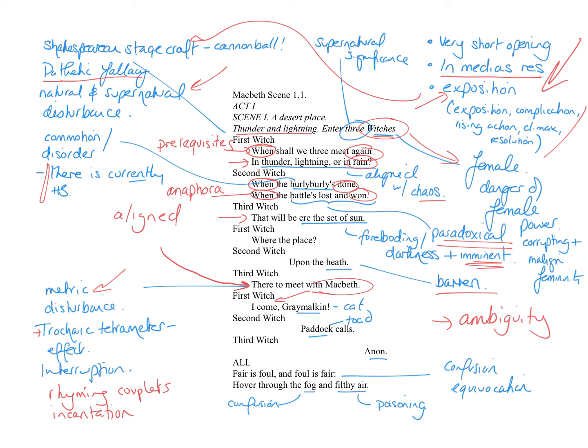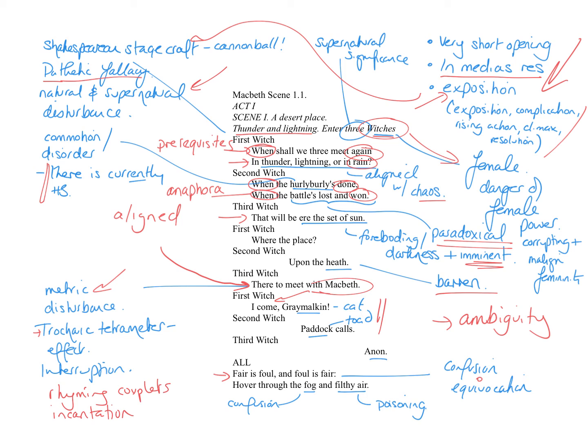"Grey Malkin" is a cat, "Paddock" is a toad, and they mean, you know, immediately come, let's go. So these would be familiars, witches having animals with them that helped them use their power. And then they all together chant "fair is foul and foul is fair." That idea of confusion and equivocation. If you're equivocal about something, you're blurring meanings, you're disrupting definition. You know, things that are beautiful are awful.